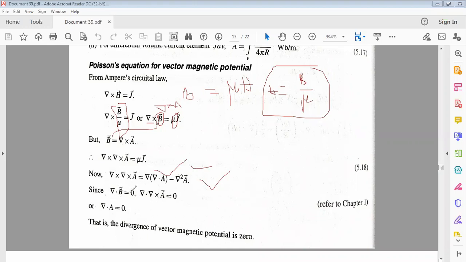But already you know del dot B equal to zero. Del dot B equal to zero, because divergence and curl on the same quantity is also zero. That's why del dot A equal to zero. That is, the divergence of a vector magnetic potential is always zero. Did you get it?